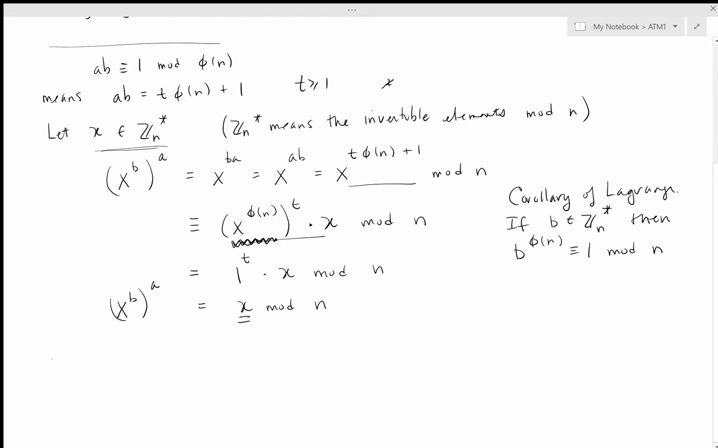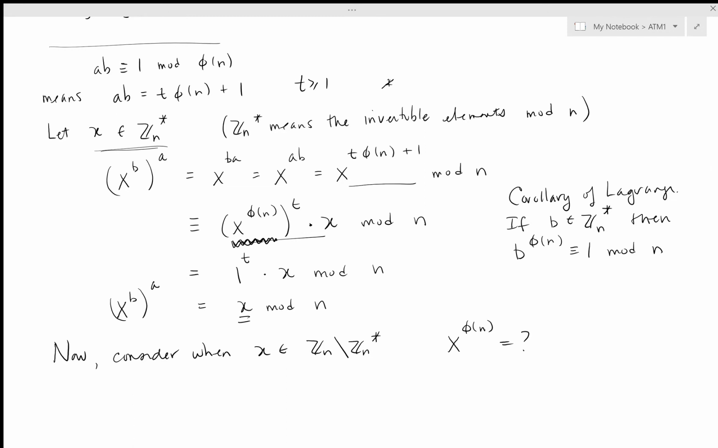Now, consider when x is in Zn, remove Zn star. So x is not an invertible element mod n. So that means this is where the problem is going to be. This is not necessarily equal to 1. So that is something to consider.